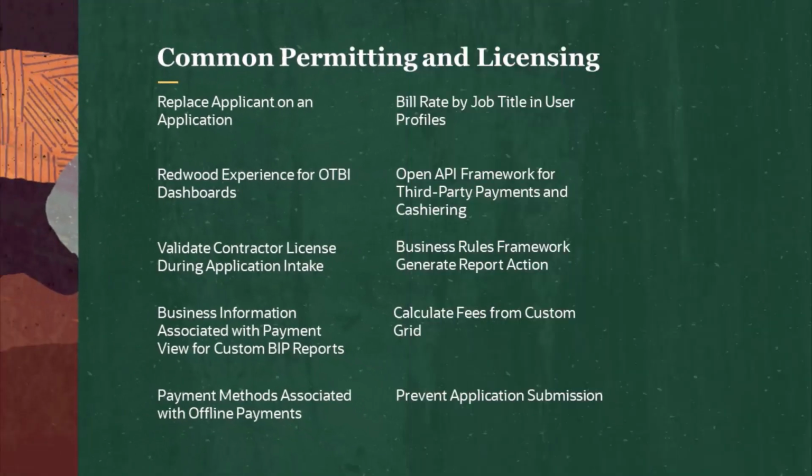Common permitting and licensing features include replace applicant on an application, bill rate by job title in user profiles, Redwood experience for OTBI dashboards, Open API framework for third-party payments and cashiering, validate contractor license during application intake, business rules framework generate report action, business information associated with payment view for custom BIP reports, calculate fees from custom grid, payment methods associated with offline payments, and prevent application submission.